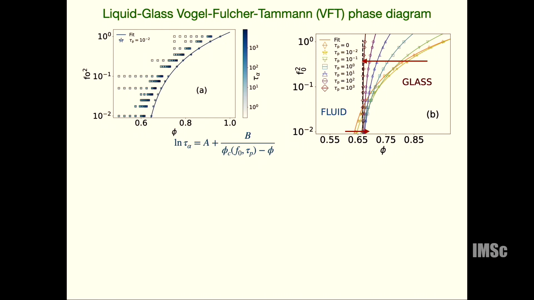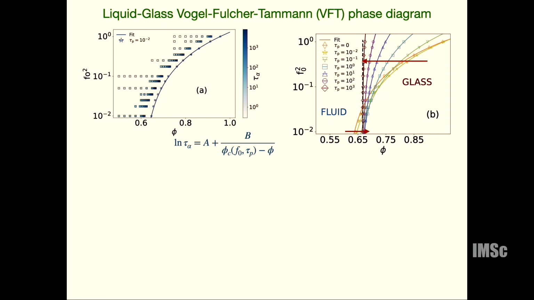So these are with fixed f naught and increasing phi, the relaxation time that we obtain. And from there we fit the VFT form. So this is the VFT form, and then we get this critical point phi c. This line shows this set of phi c for a particular value of tau p, and then we change tau p and obtain this type of curve in the f naught square and phi plane.